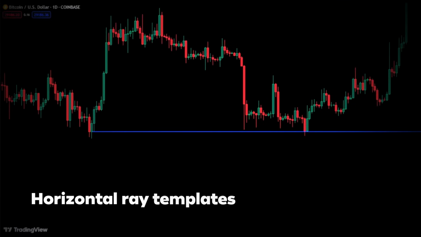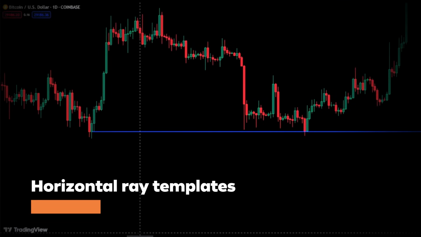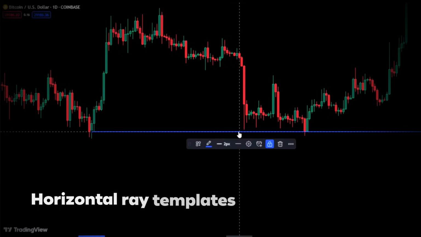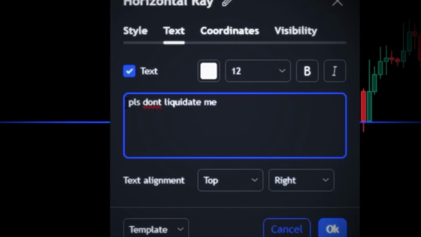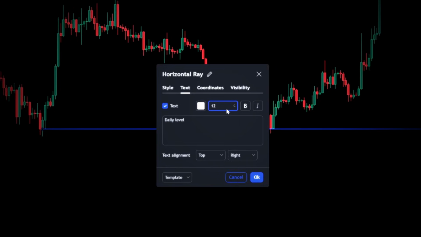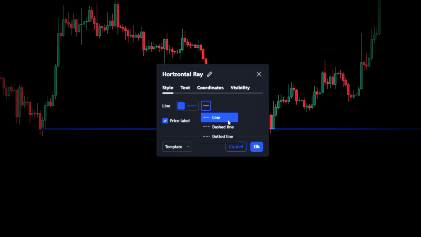Another useful thing we can do to make our lives easier is by making a template for these levels. So, click on the horizontal ray and go to Settings. Here we can give it a name. You can type in anything like daily level or please don't liquidate me. We can also change the size, color, and style of the text, but for now we're just going to leave it like this. By default, it's a straight line, and we can select it to be dashed or dotted if we want to. That really just comes down to preference.